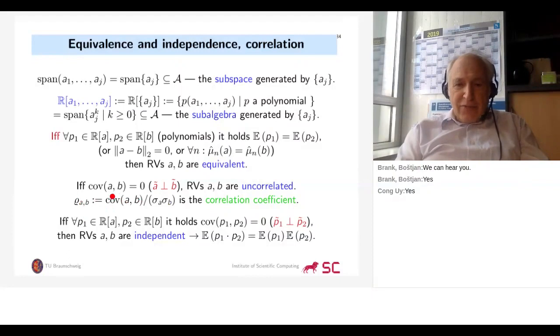Now, if this orthogonality holds for every polynomial out of these generated algebras, okay, so we take a polynomial out of this, a polynomial out of this, and then it holds that the covariance is zero. That means the mean-free parts are always orthogonal. We call these two random variables independent. Okay, and then this holds here. So it's like an observation: the expected value of the product is the product of the expected values. That's only true if the random variables are independent.